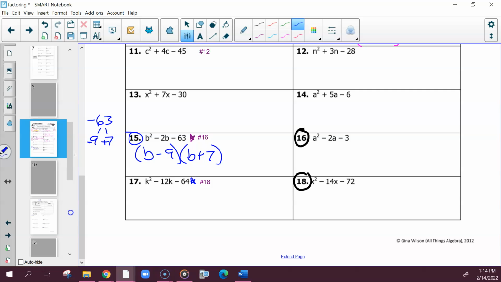For 16, what are 2 numbers that multiply to be 3? 3 and 1. Which of those numbers would be your negative? 1. To get negative 2? Oh, 3. It's always the bigger of the 2 when you have negative, negative. So a minus 3, a plus 1.